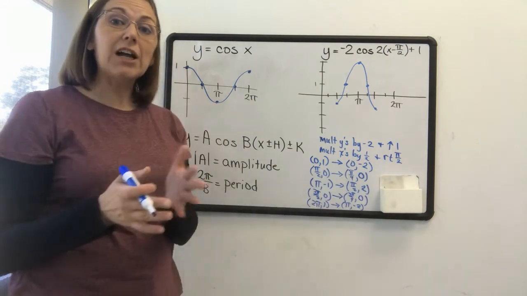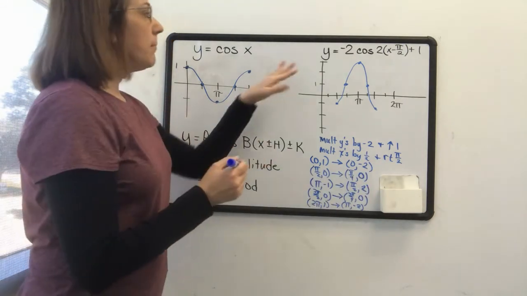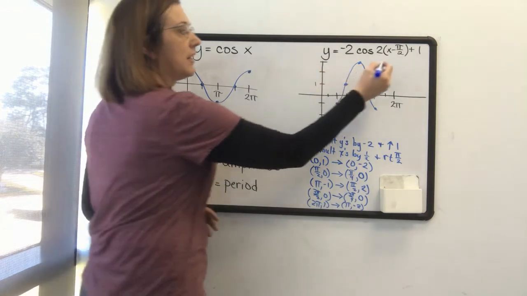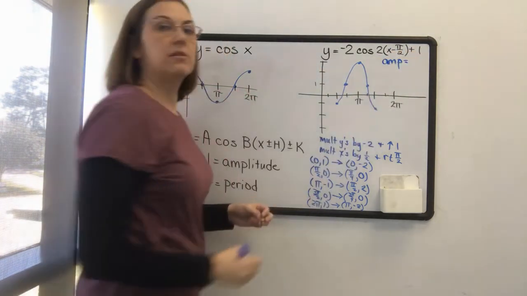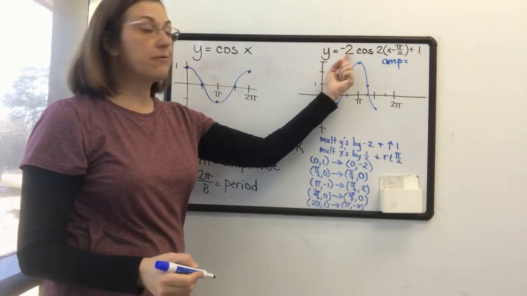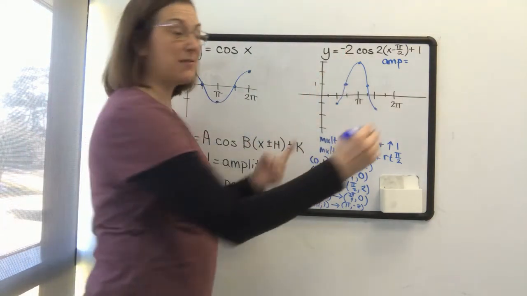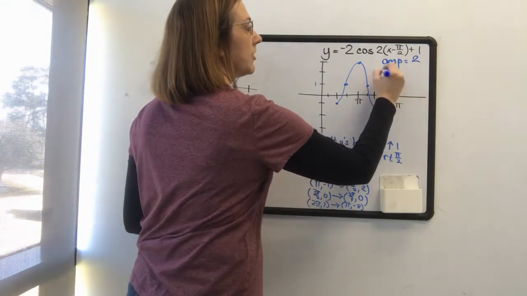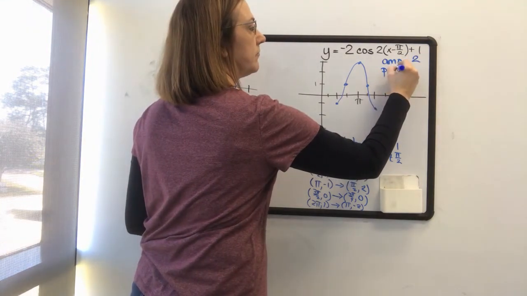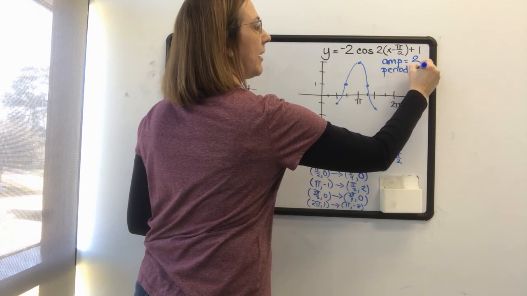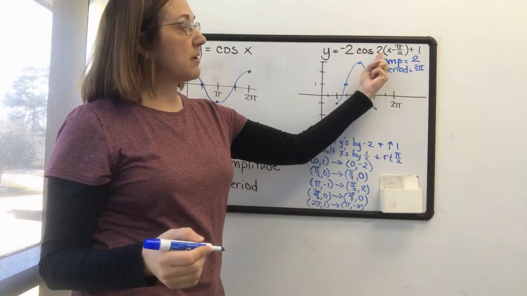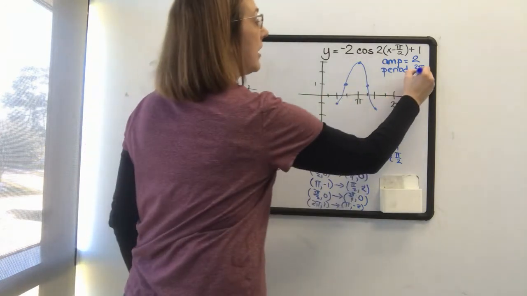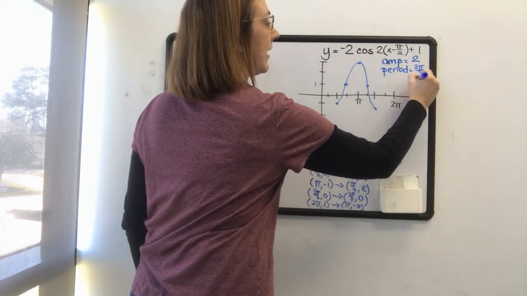Okay, let's talk a little bit about details now, because you're probably going to be asked for the amplitude. The amplitude is the number in front of your trig function, but it's got to be positive, so that's 2. What is your period? That's your 2 pi over the number being multiplied times x. The number being multiplied times x is 2 here, and so my period is pi.